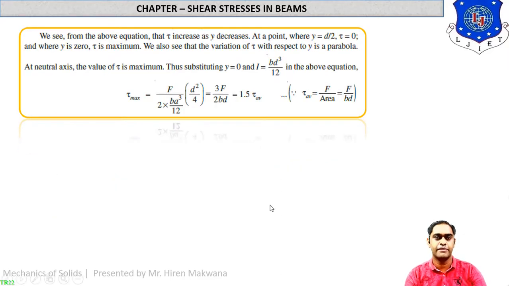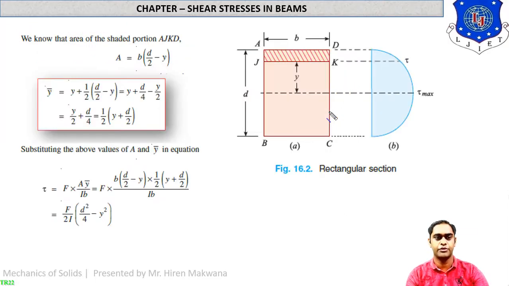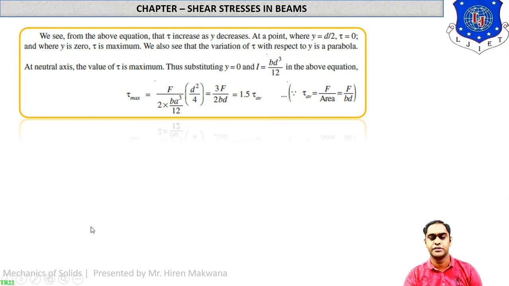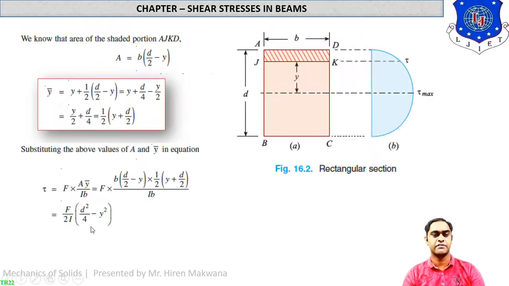Now let us go ahead. We see from the above equation that tau increases as y decreases. At a point where y equal to d by 2, tau equal to 0. You can see in the previous equation, if you replace y equal to d by 2 over here, then the answer of tau will be 0. Shear stress tau will be 0.